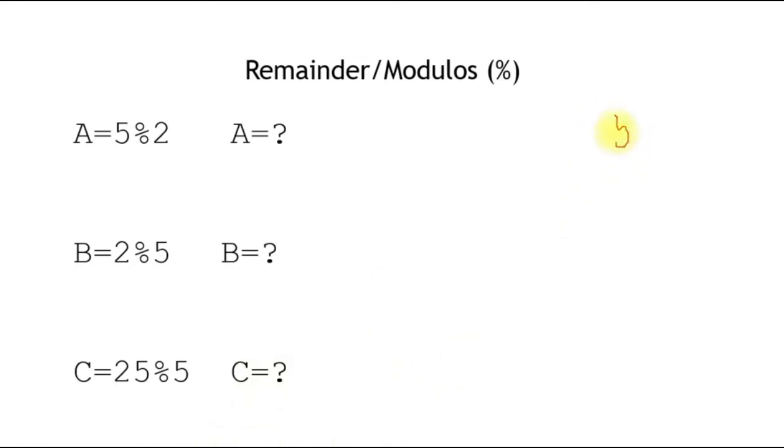So, 5 divided by 2. So, ilang 2 ang nasa 5? So, merong 2. 2 times 2 is 4. 5 minus 4 is 1. So, the remainder is 1. So, ang sagot dito ay 1. So, ganun po. Okay? Next is 2 modulo 5.